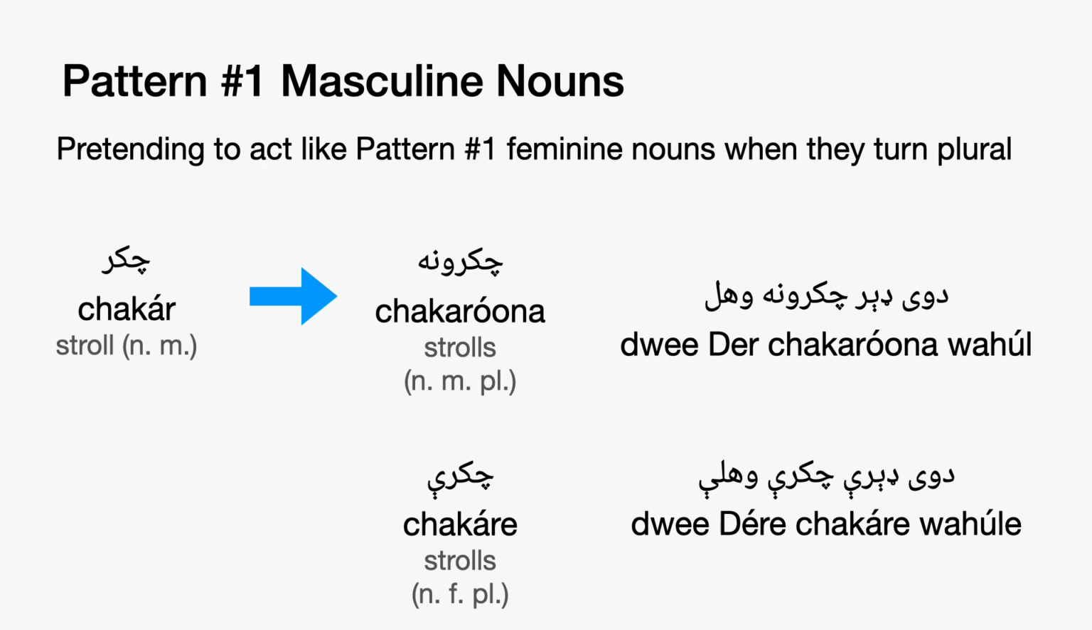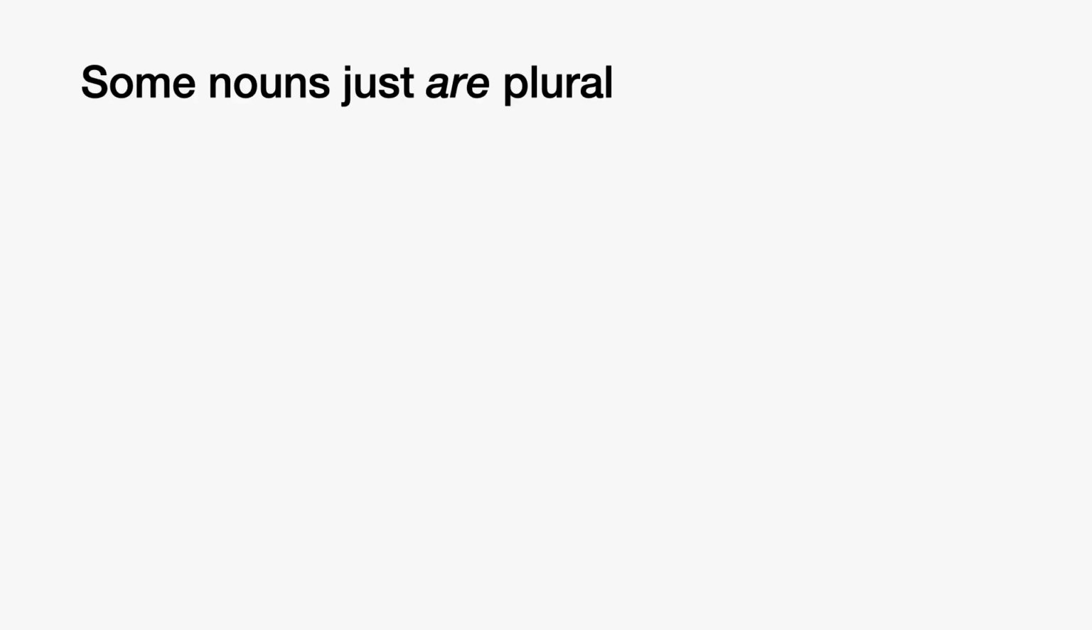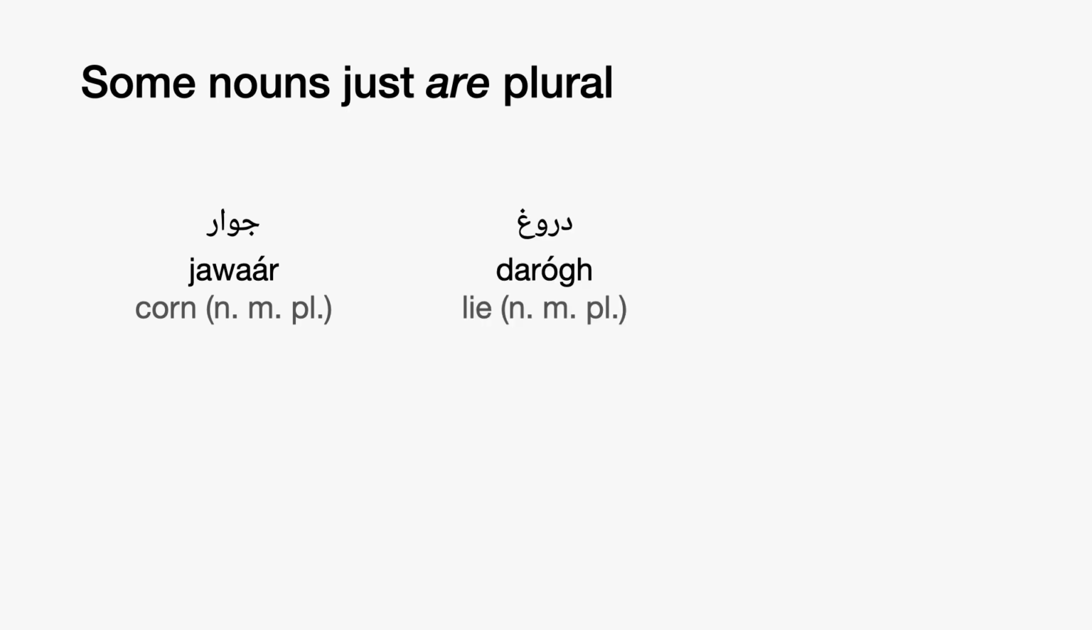So sometimes, for some reason, these pattern 1 masculine nouns turn feminine in the plural, and people just use the feminine form to make the plural as if they were pattern 1 feminine. Again, don't ask me why. And also some nouns just are plural. For instance, jawar, corn. That is a masculine plural noun. Darugh, we think of that in English as a singular thing, but in Pashto, that is plural. Uba, water. Again, this is a feminine plural noun.